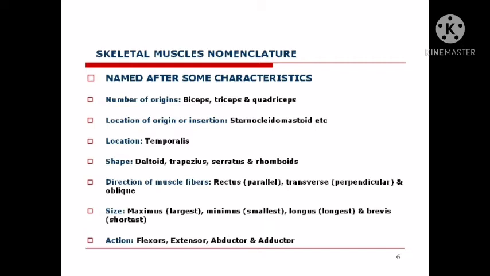Then the classification according to the action of the muscle: the flexor muscles, the extensor muscles, the abductor muscles, and the adductor muscles. We perform all the movements. I told you in the previous lecture that we perform flexion, extension, abduction, and adduction movements. But these movements are not possible without proper muscles. So Allah has given us flexor, extensor, abductor, and adductor muscles.